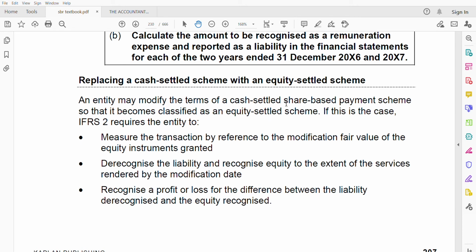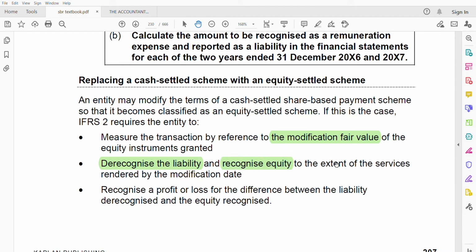So if you are changing from cash to equity, then what do you have to do? You have to measure the transaction by reference to the modification date fair value of the equity instruments granted. At that date, whenever the equity instruments are granted, you have to see the fair value. De-recognize the liability, because now you are changing from cash to equity. Under cash, you have recorded a liability, but when you're changing to equity, there's no liability, there is equity. So you de-recognize that liability which you have recognized under the cash settled scheme, and now recognize equity because it's equity settled.